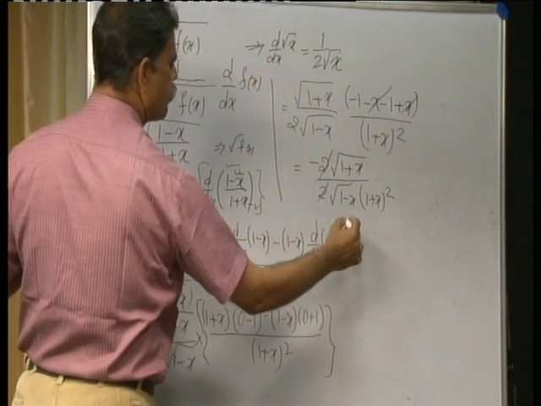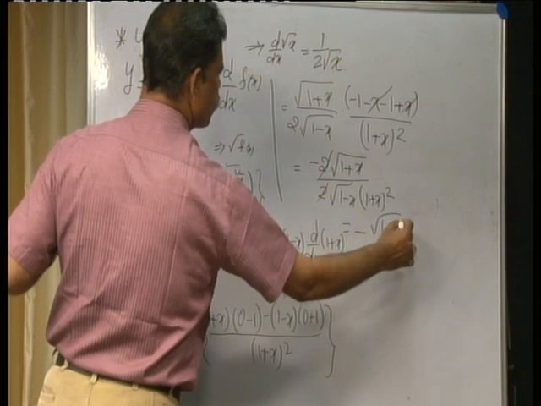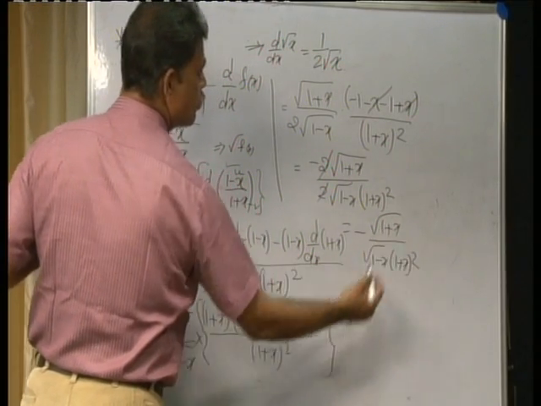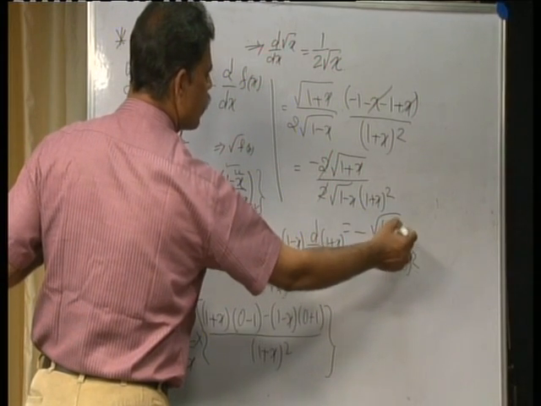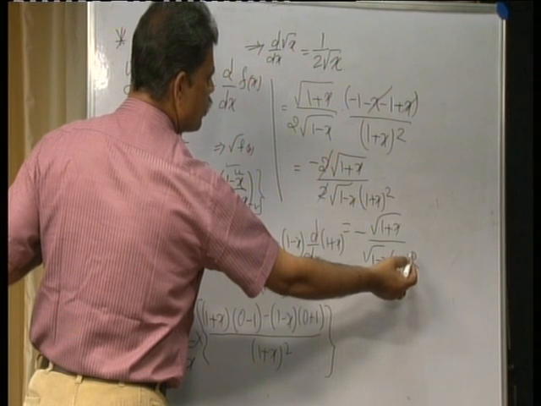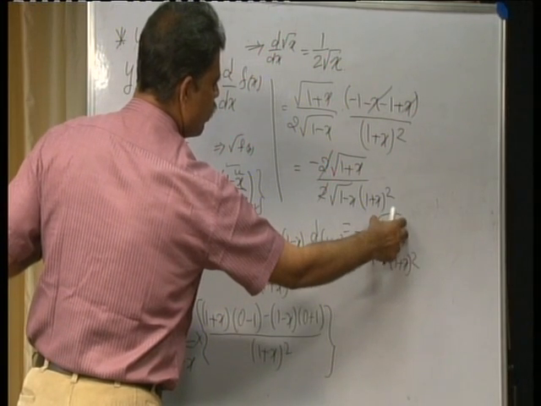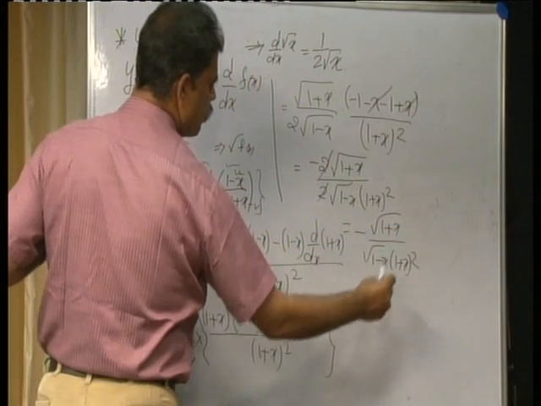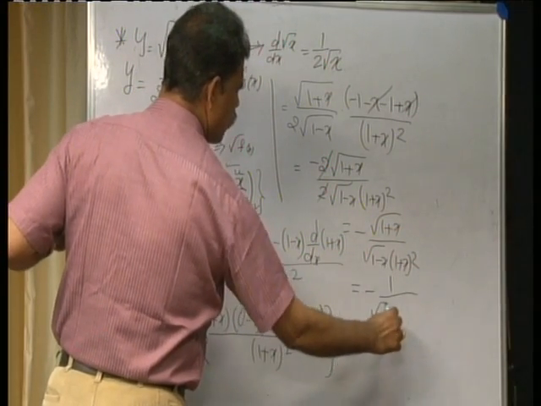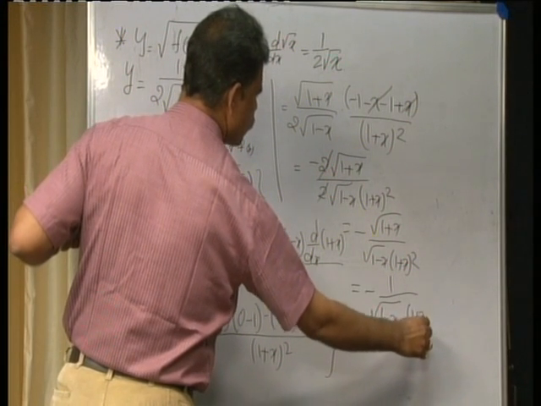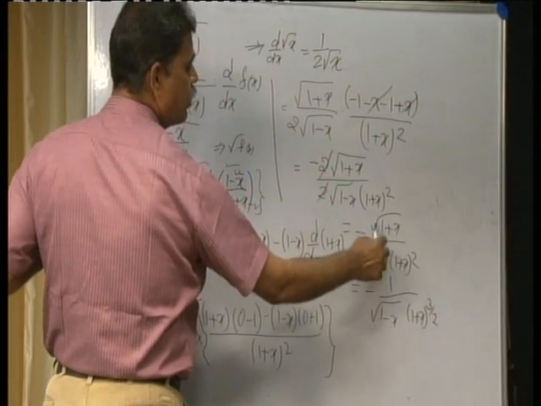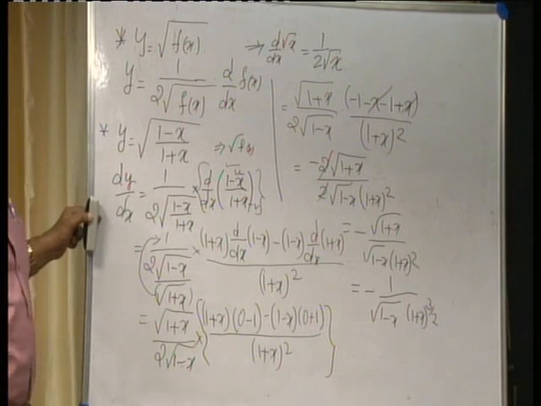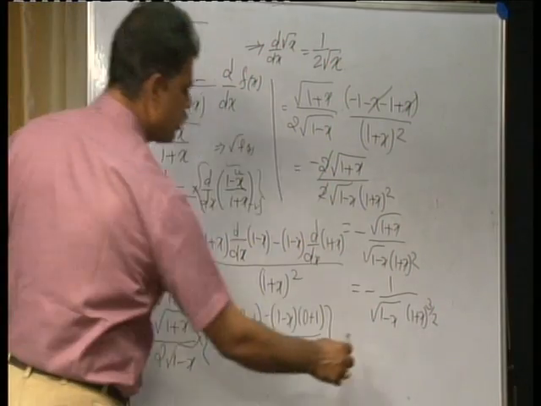You can cancel this and this, finally you may write root of 1 plus x divided by root of 1 minus x into 1 plus x whole square. Here it is also 1 plus x, here it is also 1 plus x. Here what is the power? The power is 1 by 2, here the power is 2. If you cancel them, by deducting the power 1 by 2 from 2, it will become 1 and a half, and 1 and a half can be written as 3 by 2. It is taken as 1 divided by root of 1 minus x into 1 plus x to the power of 3 by 2. So, this will be the final answer.